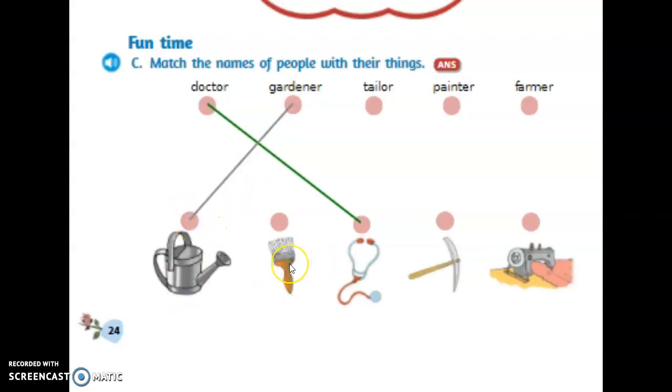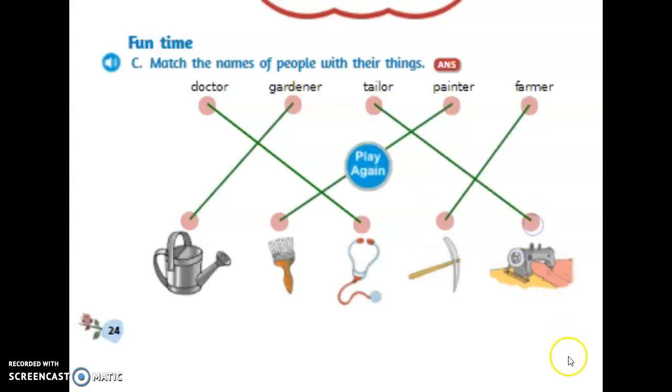Next, a paintbrush will be used by a tailor, painter, or farmer? A paintbrush will be used by a painter. Next, a stethoscope will be used by a doctor. Next, a hoe will be used by a farmer. Have you seen this? Your parents might be using this, right? Next, a sewing machine will be used by a tailor to stitch clothes. Got it, children? Please complete this exercise and do reading practice in exercise B also.